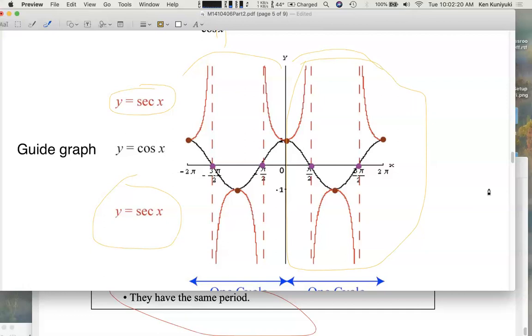Again, we use the same basic principles as when we went from sine of x to cosecant of x. Like cosine of x, secant of x is an even function. The graph is symmetric about the y-axis. The period for all these will be 2 pi.